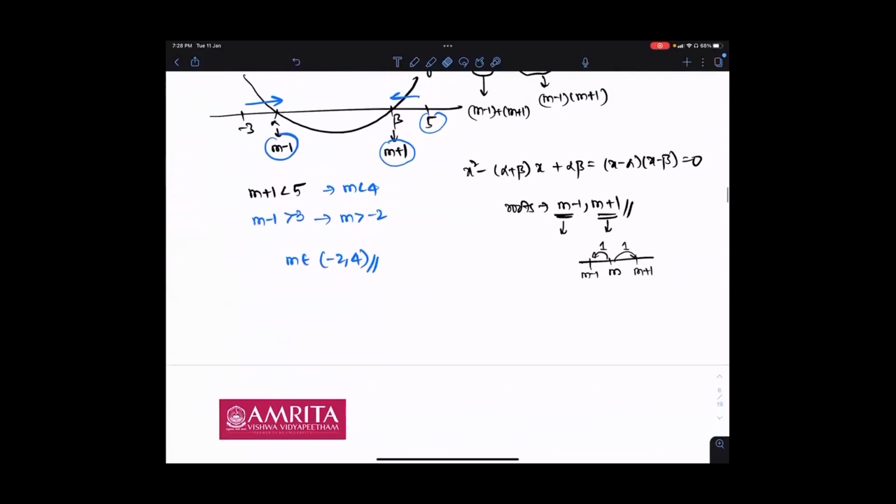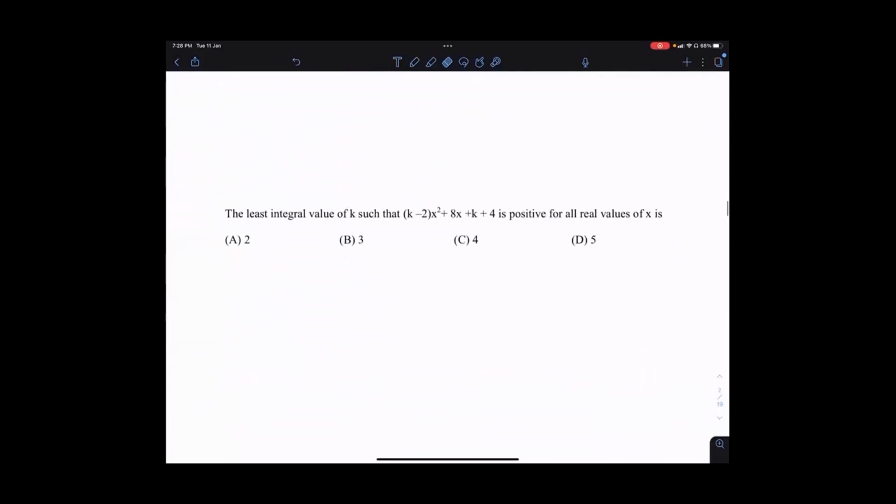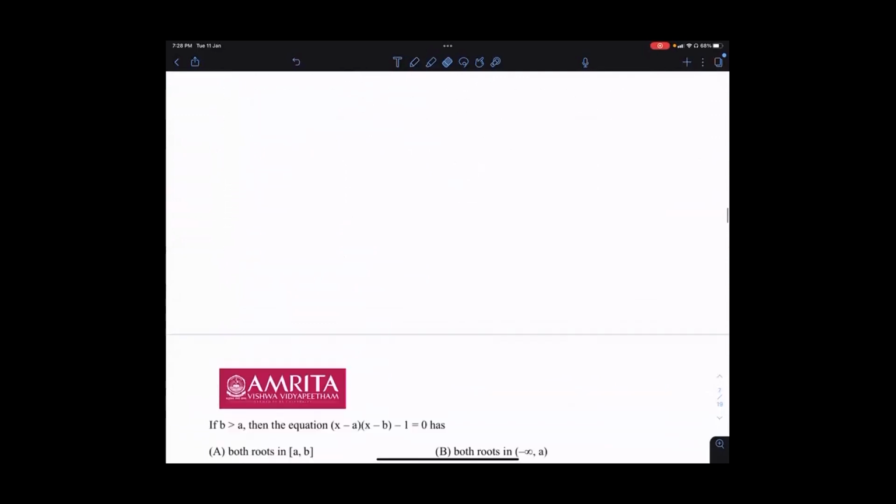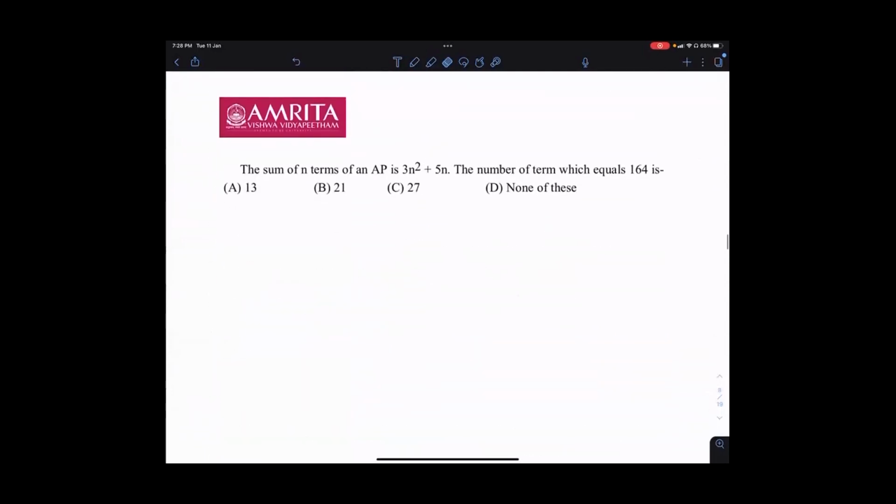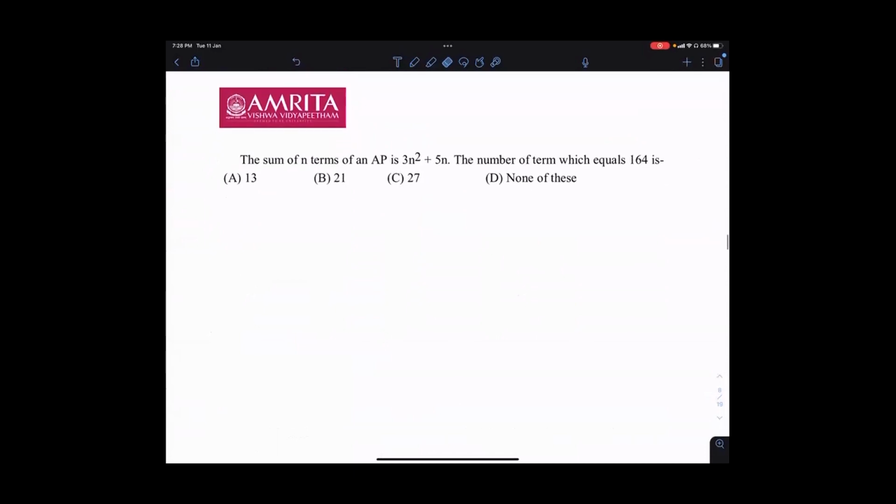I have given some questions so that you can practice at home. Okay. So we'll move to the next topic, that is progressions.